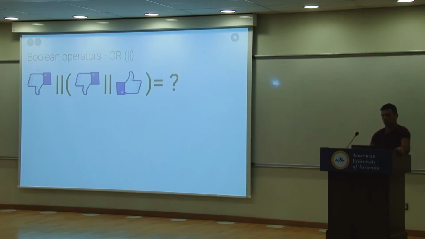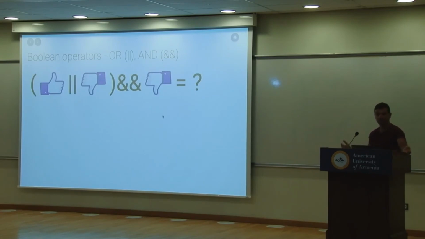Okay. What is the result of just this part? True, right? Because for it to be false, both have to be false. False or false would be false. But false or true is true. So true, so false or true. True, because one of the sides is true. Which is why we get true. Yeah?